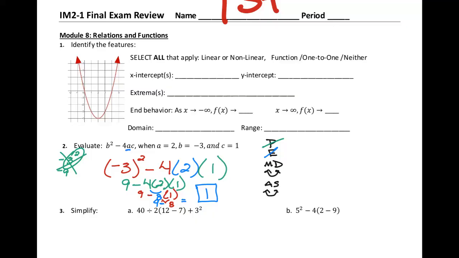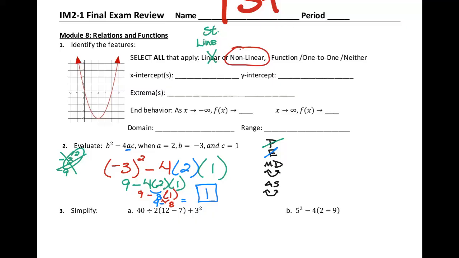So first of all, select all that apply. Is this linear or nonlinear? Okay, linear means what? Like a line, a straight line. Does that look like a straight line? No, so it definitely is nonlinear, okay? Yes, that is true.